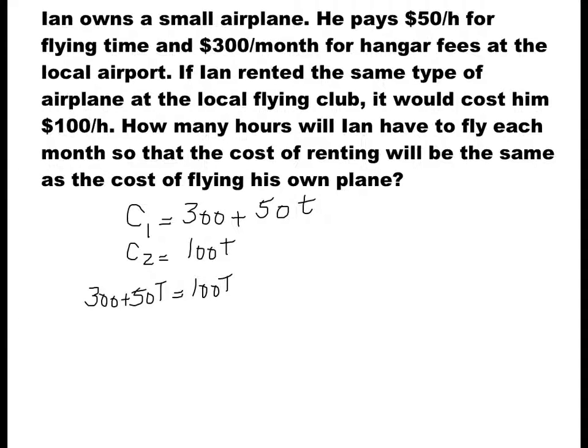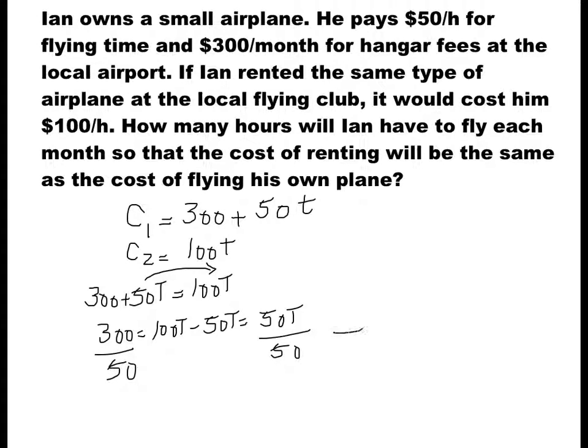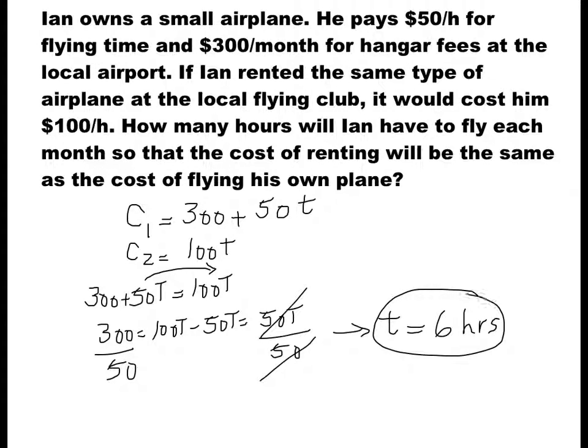Knowing from grade 9 how to solve this, I'm going to move 50T to the right, so I get 300 is 100T minus 50T, which is going to give me 50T. To isolate T, I'm going to divide by 50, and from here I get T is equal to 6 hours. So after 6 hours flying, the cost would be the same if he either uses his own plane or he rents it from another club.